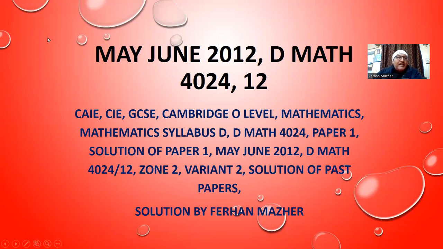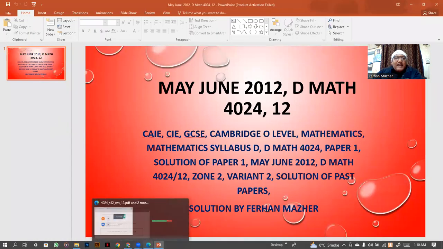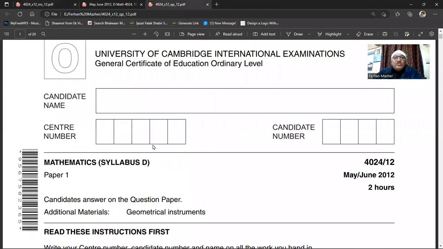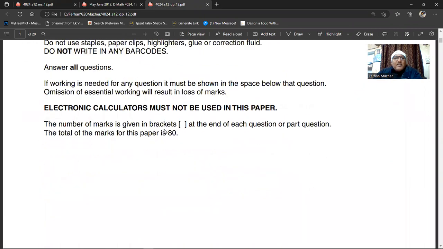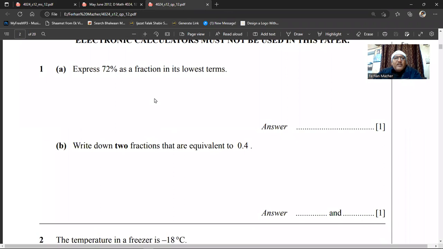In this paper, the time allowed is 2 hours, and the calculator is not allowed in this paper. So it's the May-June 2012 1-2 paper, and the first question is coming up on your screen.